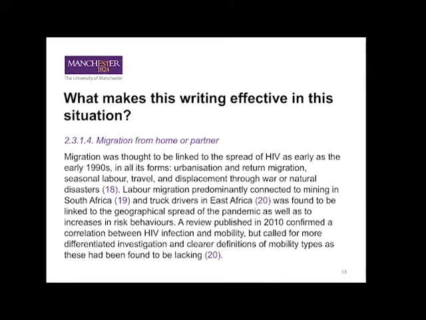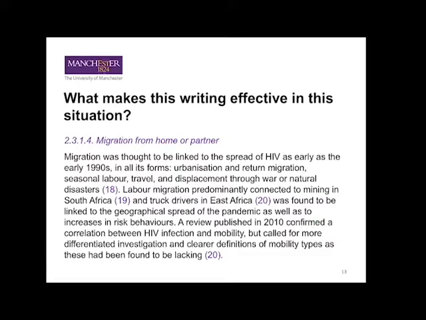Now let's look at a second piece of writing. This is the same number of words as in the previous background heading here. Look at the referencing. And look at the content.